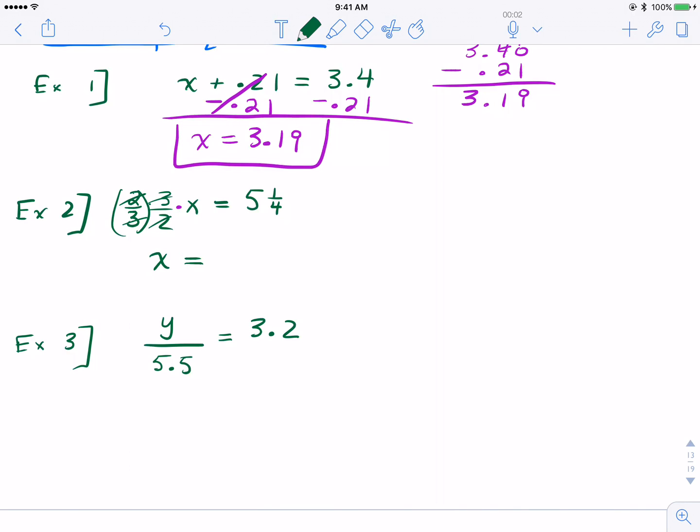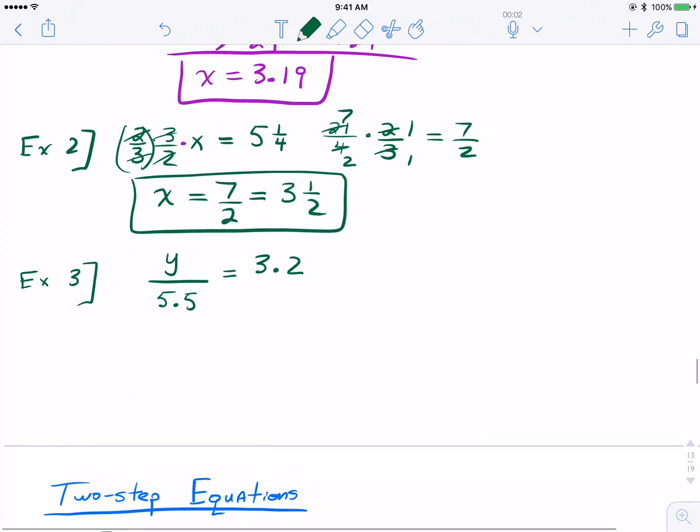5 1/4, I'm going to rewrite as 21/4. 4 times 5 plus 1 is 21 over 4. Now times 2/3, we can cross some stuff off here before we multiply. 4 and 2, I'm dividing out a 2. 21 and 3, I'm dividing out a 3. And now we multiply across, I get 7 over 2. So x is 7 over 2, or 3 1/2.